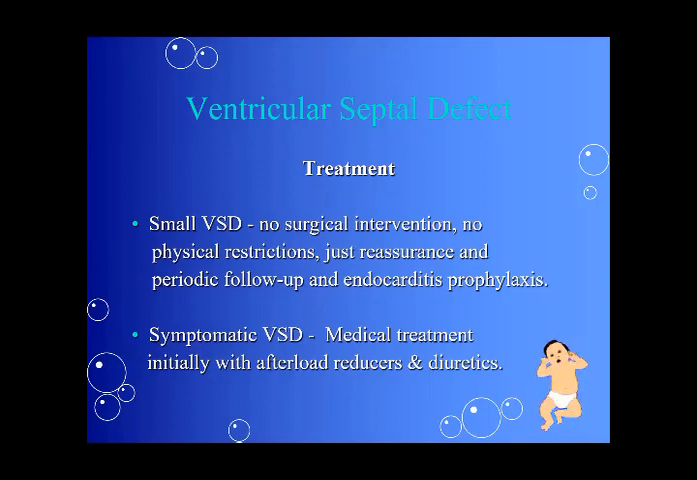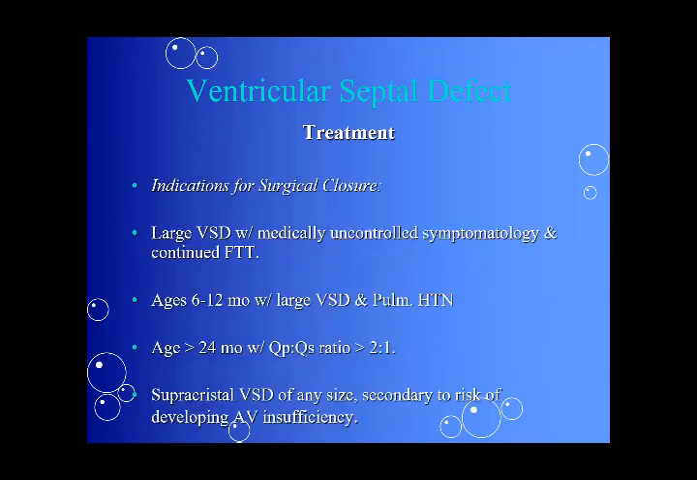Symptomatic VSD means the patient has failure to thrive, heart failure, is starting to develop pulmonary hypertension, or has repeated chest infections and is not feeling well. These are all things which show that the patient has a symptomatic VSD. Medical treatment is initially done to reduce the afterload, and diuretics are given. These symptomatic VSDs also warrant immediate surgical closure within the first 2 years of life.